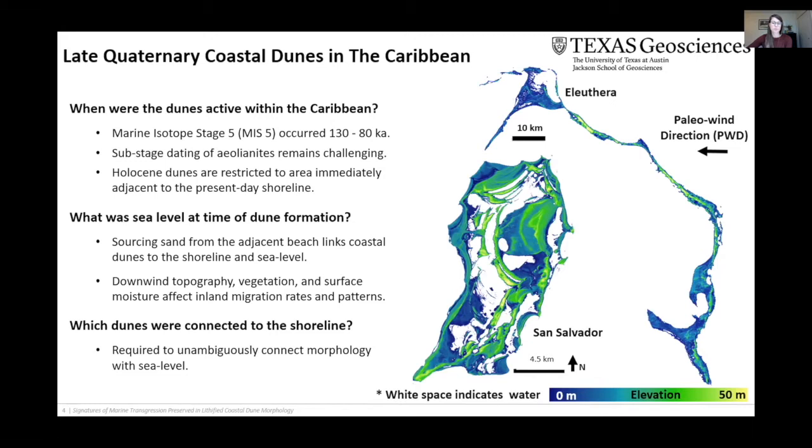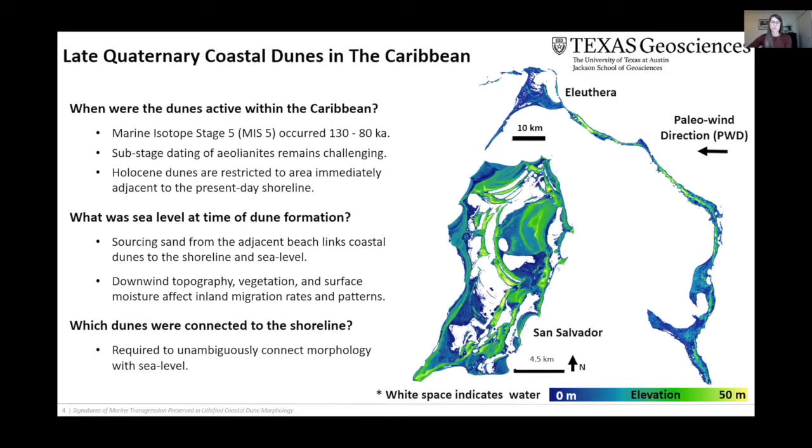Coastal dunes source their sand from the adjacent beach. So at least at the beginning of development, construction of the dunes, the upwind dune toe will be pinned near sea level. But after that, dunes can either remain beach attached or be disconnected from the shoreline by landward migration, or alternatively, the shoreline can regress away from the dunes and separate them from those marine processes.